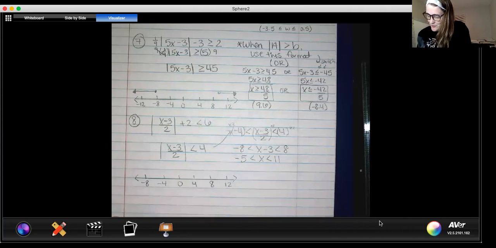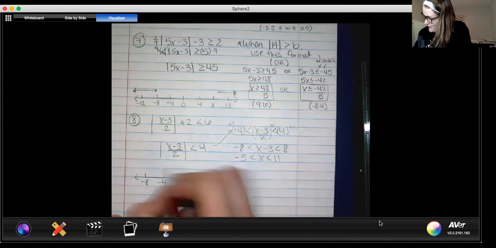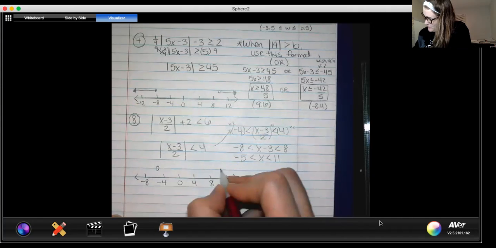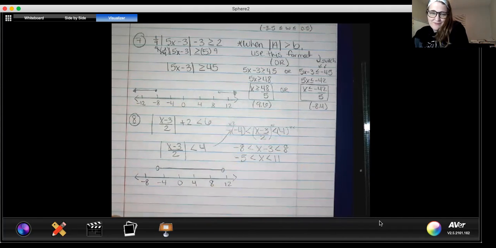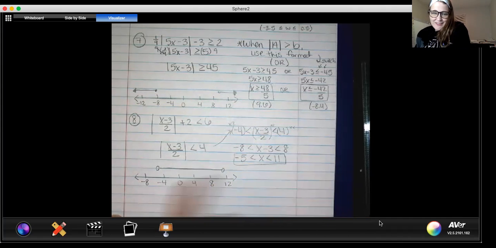I didn't actually have to go all the way to -12 on the other side to get the point for this one. So we have -5, which is going to be about here, and we have 11, which should be about here. And the answers are in between. And so that's how we get our answer: our numerical statement and our graph.